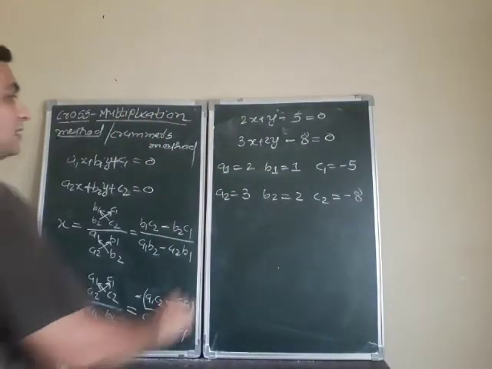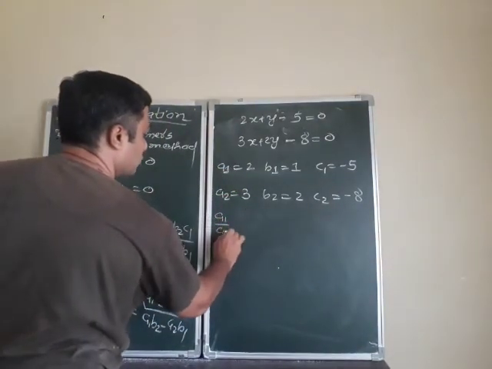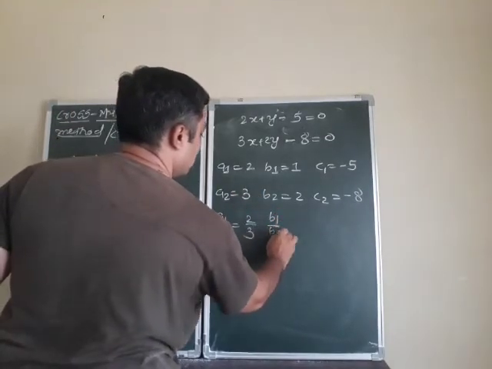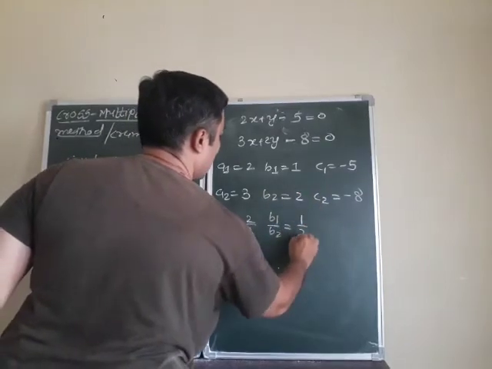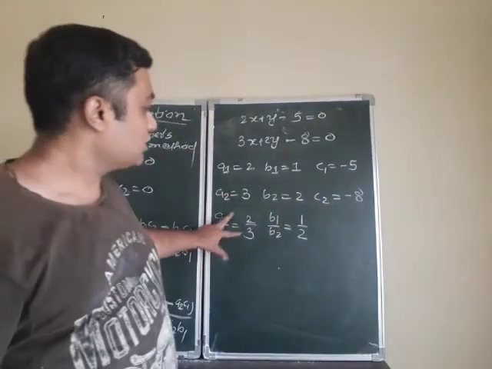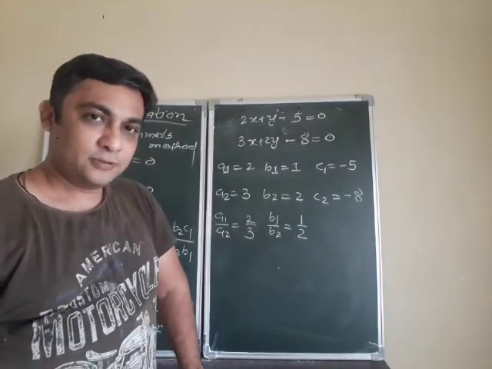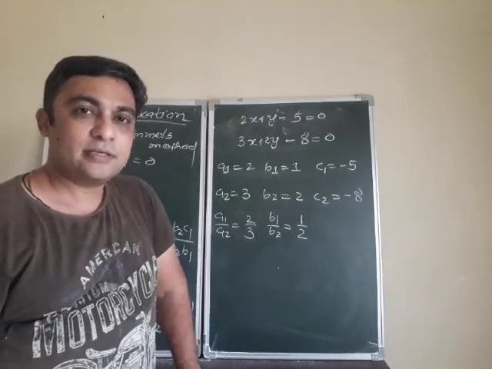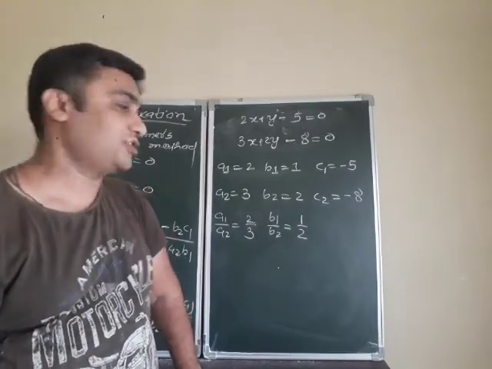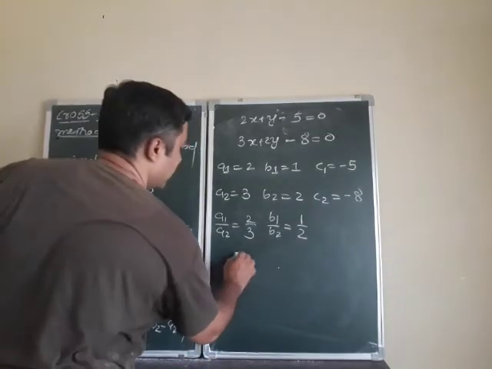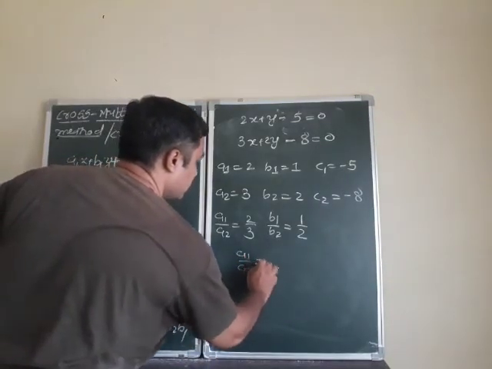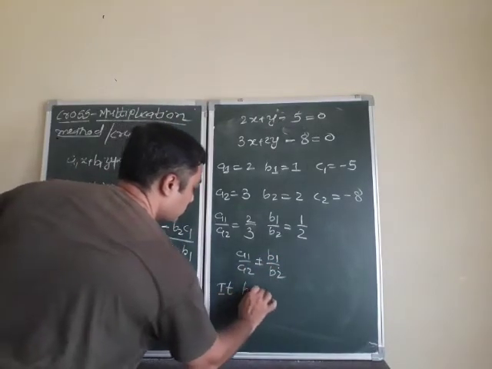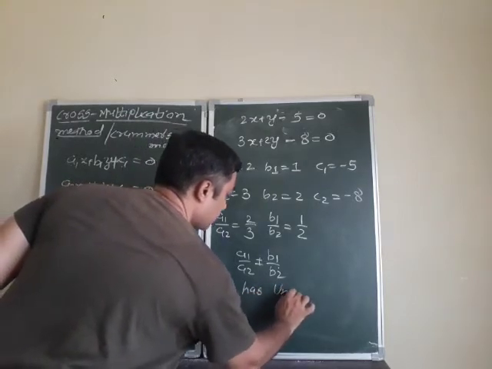Now check. a1 by a2 is equal to 2 by 3. b1 by b2 is equal to 1 by 2. Now no need to check c1 by c2 because these two are not equal. Am I right? So the system, means the lines, are intersecting. It means it has one solution. So the system is consistent. Clear? Here a1 upon a2 is not equal to b1 upon b2. So it has a unique solution.